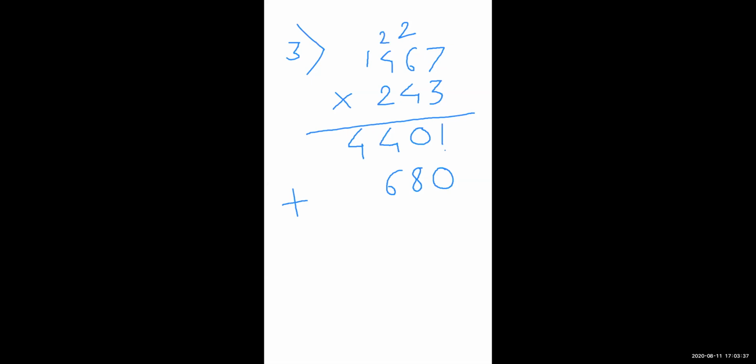Yes. Now 4 4s are 16. 16 plus 2 is 18. 18 is 8, 1 goes to carry. 4 1s are 4. 4 plus 1, that is 5. Yes, means your answer is 58,680. Yes, after multiplying the tens place, you will get 58,680.